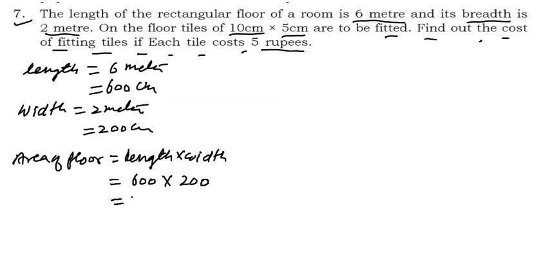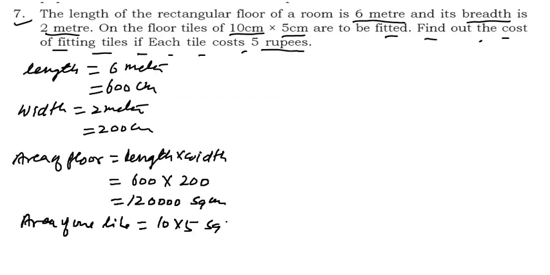It is 6 into 12, and this one is 40 square centimeter. Now the area of one tile is given as 10 centimeter into 5 centimeter, so you can say square centimeter. So the number of tiles is the area of the floor upon the area of one tile.